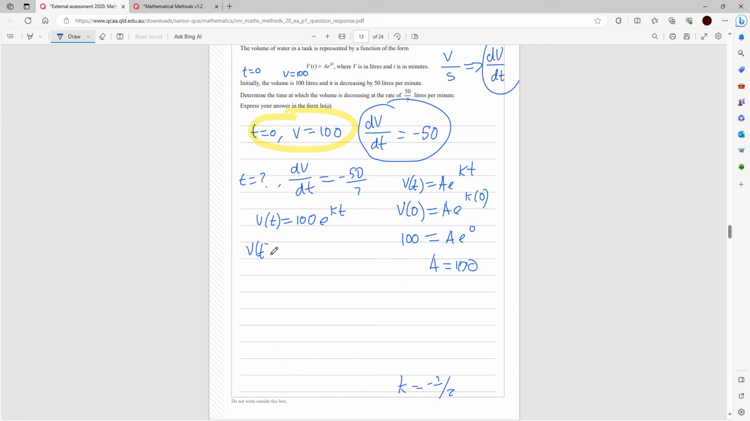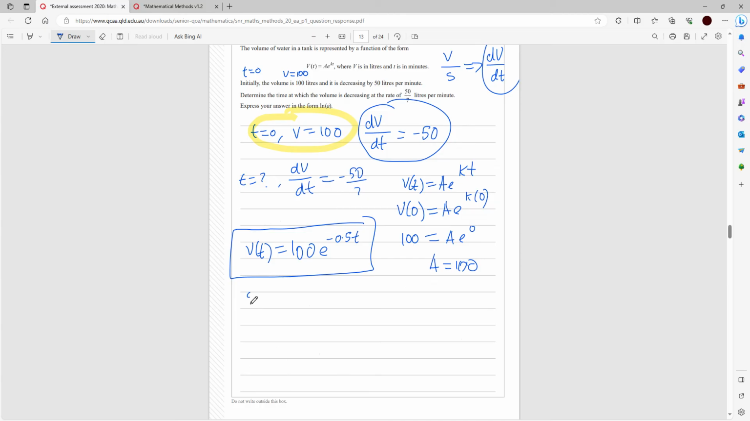V of t is 100 e to the negative 0.5t. There we go. That's our function. It has all of its unknowns known, except for the variables, but those change with different inputs. So, what was the question? Determine the time when dv/dt is that.